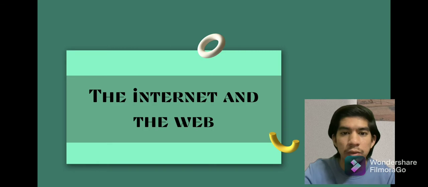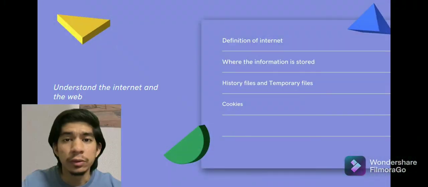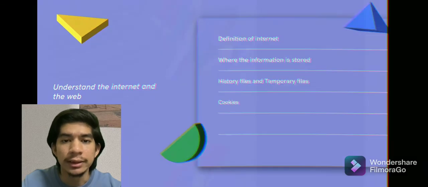Okay, I will continue to present about the topic, the internet and the web. So for this topic, I will explain about the internet and the web. Firstly, it is about the definition of the internet. Next is where the information is stored. Third, it is about the history files and the temporary files. And lastly, is about cookies.